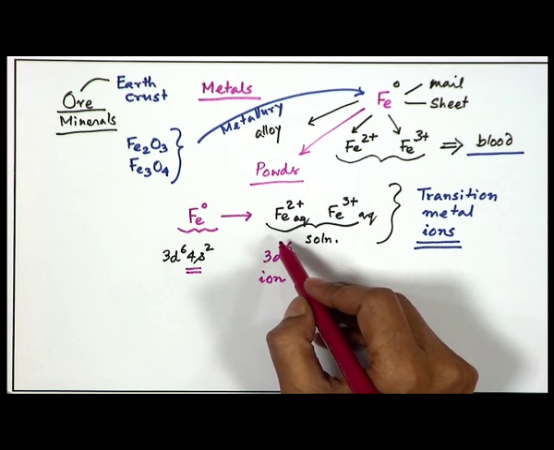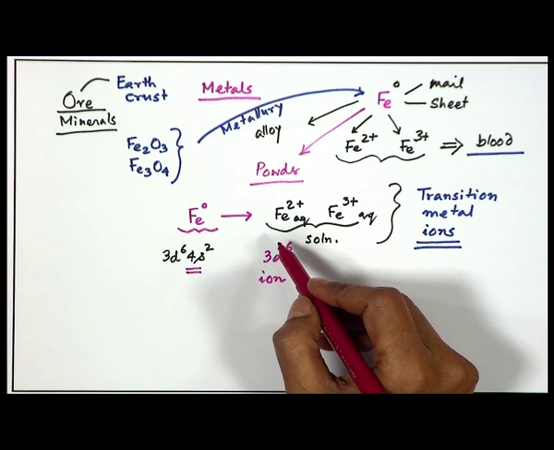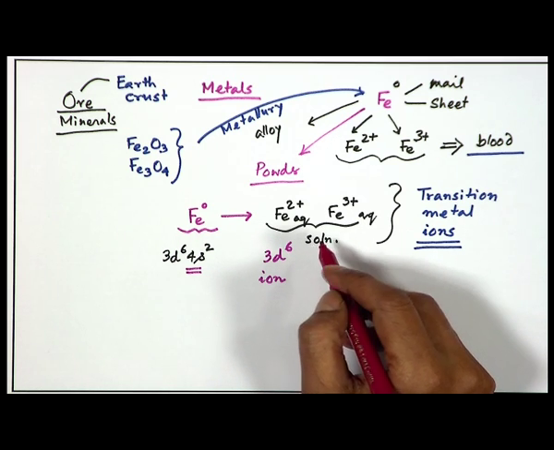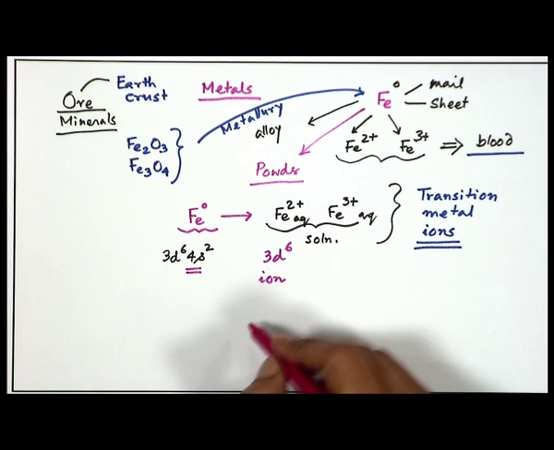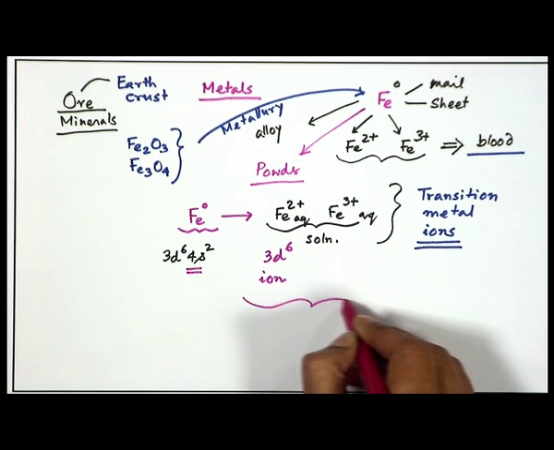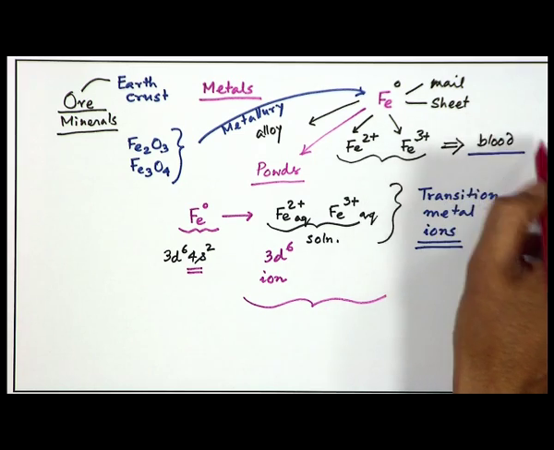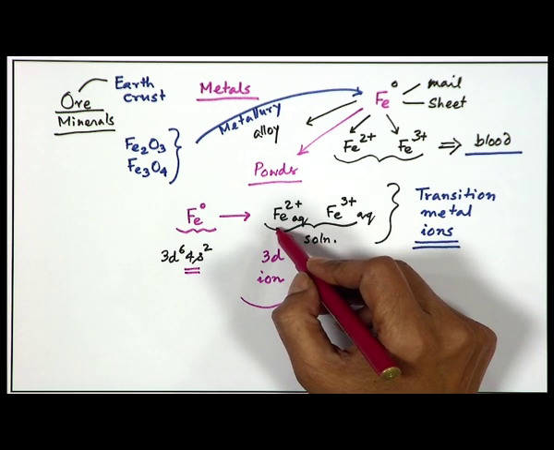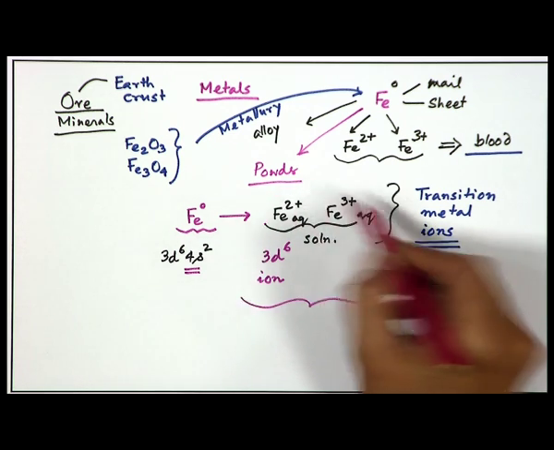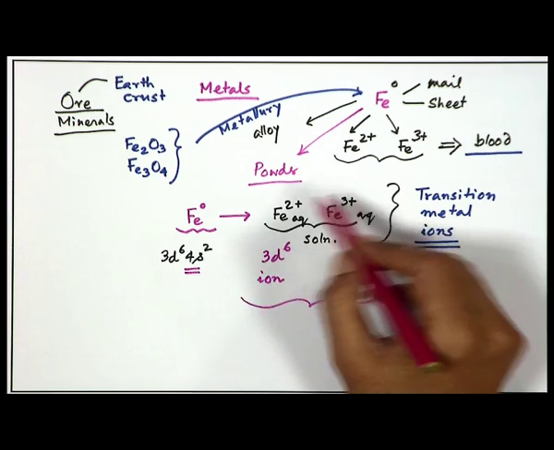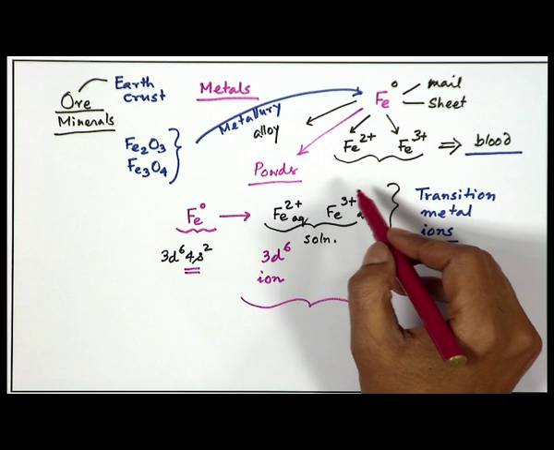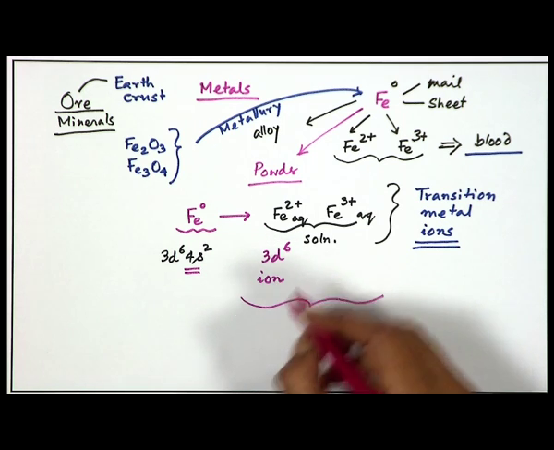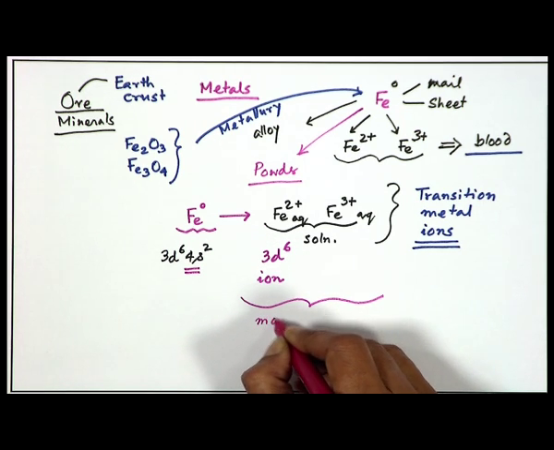So, ferrous is a 3d6 ion, and in this particular case we will see that we have the two most common oxidation states. For iron, as we know also from the blood in our body, you have either iron 2 plus or iron 3 plus, or something in between, or something related to its corresponding reduced form of the ferric.